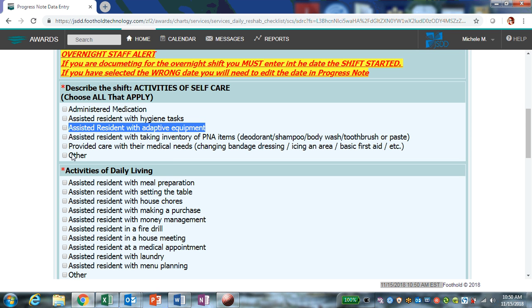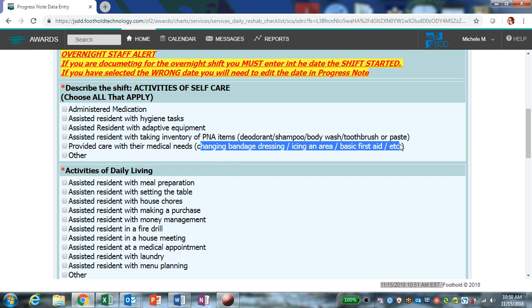Okay, moving on now. Provide care with medical needs. This is anything deemed medical. Changing a bandage, like dressings, right? So a dressing could be an ACE bandage. It could be gauze, like if somebody had surgery and you might need to change the gauze once a week or whatnot. Icing an area. Let's say somebody needs to have an area iced. Maybe basic first aid was administered and anything else that is medical.